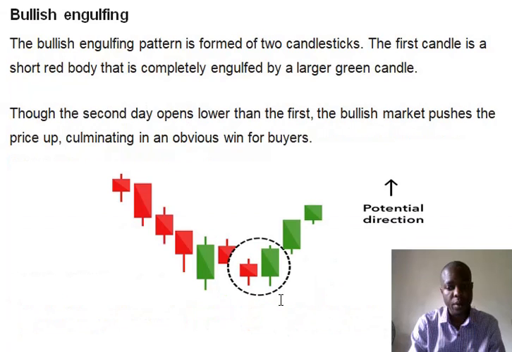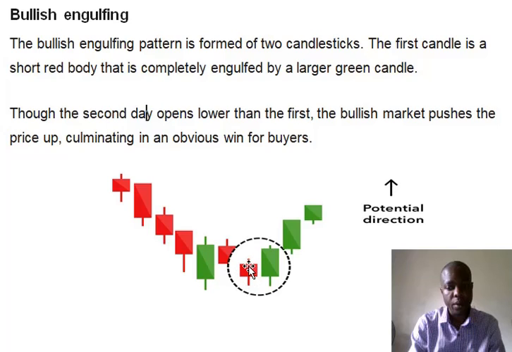The next bullish signal is the bullish engulfing candle. The bullish engulfing pattern is formed of two candles, as you can see: the red candle and the green candle. The green candle will close above the red candle, so we call it a bullish engulfing candle.